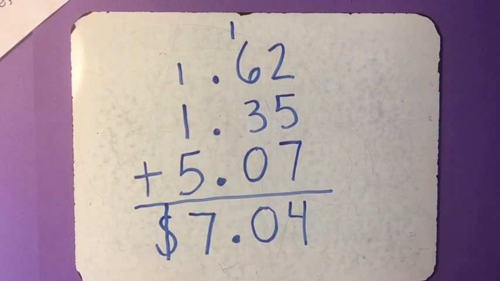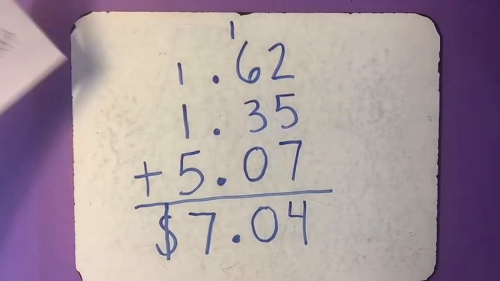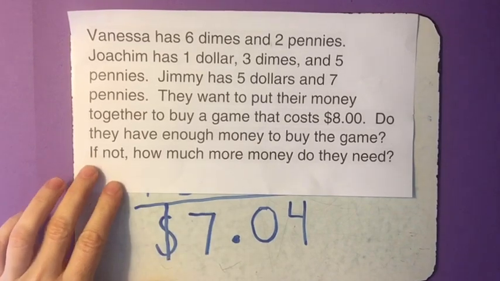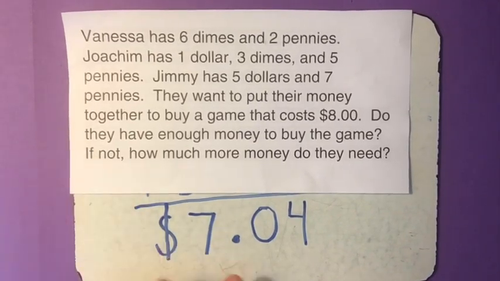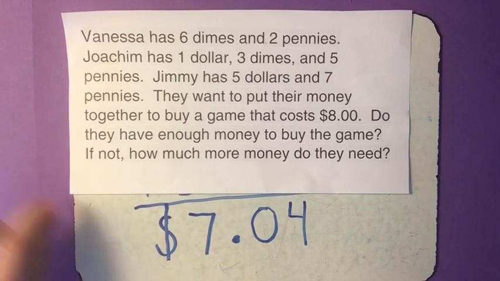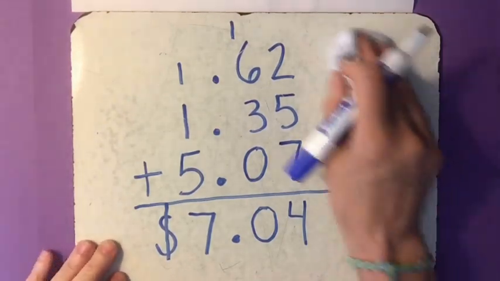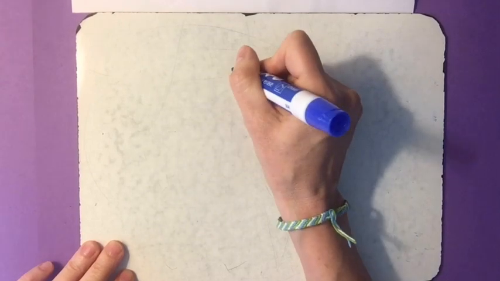So the question was, do they have enough money? How does this answer match up with your yes or no? Think about that. Okay, so this is a 2-part story problem. So what you need to do now is, let's read this part again. It says they want to put their money together to buy a game that costs $8. Do they have enough money to buy the game? No. If not, how much more money do they need? So what are we going to do now? What's our next step? Well, we need to see how far away $7.04 is from $8.